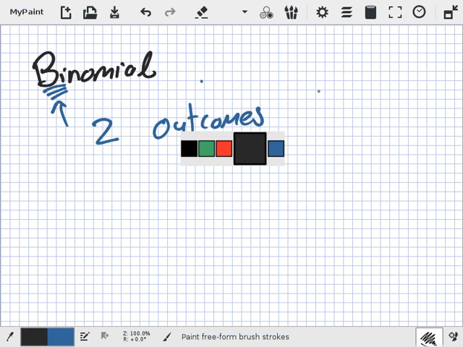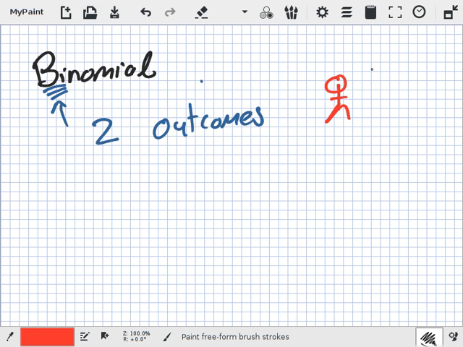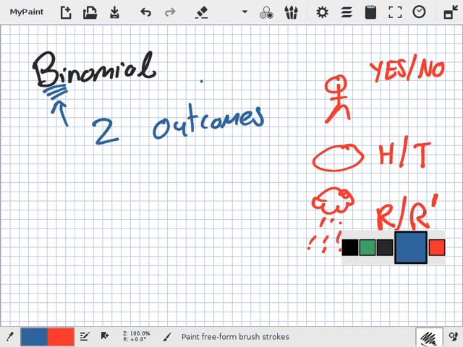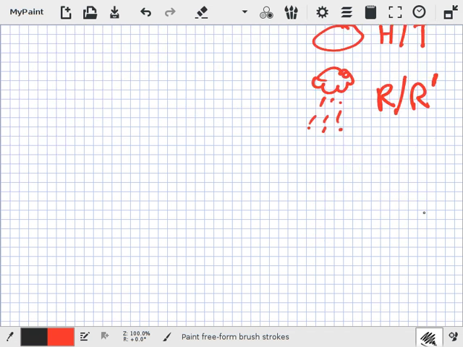I'll give you an example. You have a person and they can vote yes or they can vote no. Or you have a coin and it can be heads or it could be tails. Or you have the weather. It could rain or not rain. So for binomial, you're always looking at problems that have two outcomes. Do you understand the word? Okay, that's good.